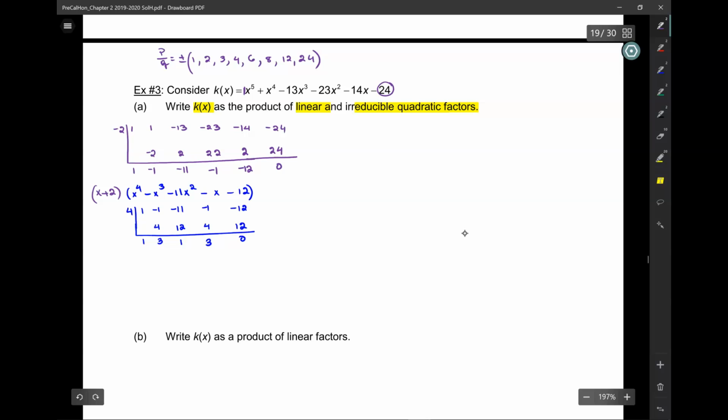Okay. So now, here's where bookkeeping is super important. This x plus 2, you have to carry it down. And then I have x minus 4. And then from here, I have x cubed plus 3x squared plus x plus 3.